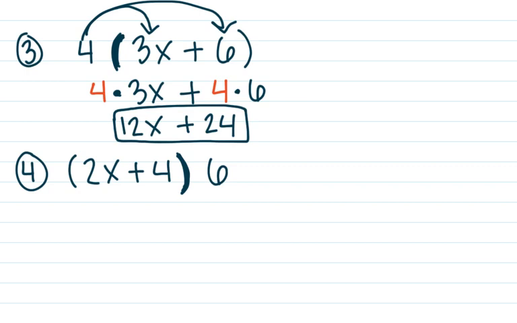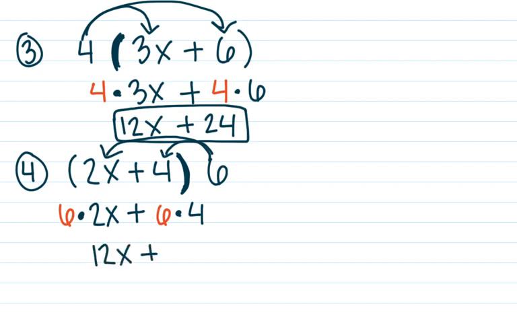Okay, so again, I'm going to multiply the 6 times the 4. So this is going to be 6 times 4, which has been a popular problem for this video. And then I'm multiplying the 6 times the 2x as well. We can clean that up. 6 times 2x is a total of 12 x's. And 6 times 4 is 24, which is funny because that's the answer of the previous problem. What a coincidence.